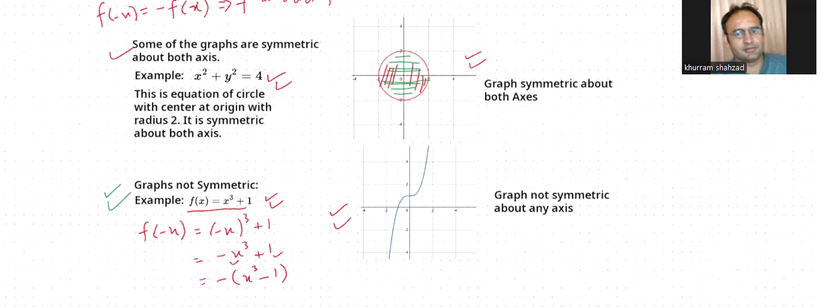So this is actually equal to negative times f of x. F of minus x is actually equal to minus f of x. No, sorry, this is not equal to minus f of x. Neither is this equal to f of x, nor is it equal to minus f of x. So it means that this graph is not symmetric about any of the axes.